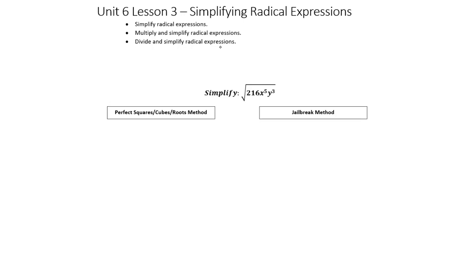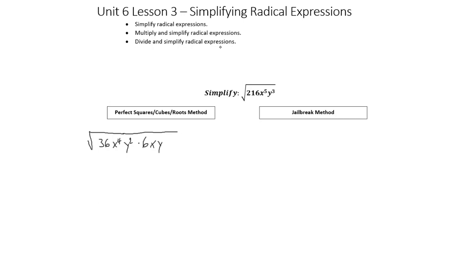So when we're simplifying radicals, there's two methods that I like to show students. The first is the perfect square method. Using this square root of 216 x to the fifth, y to the third, we're going to break it into perfect squares. 216 is 36 times 6, so I put 36 here and 6 here. X to the fifth is x to the fourth times x. And y to the third is y squared times y.